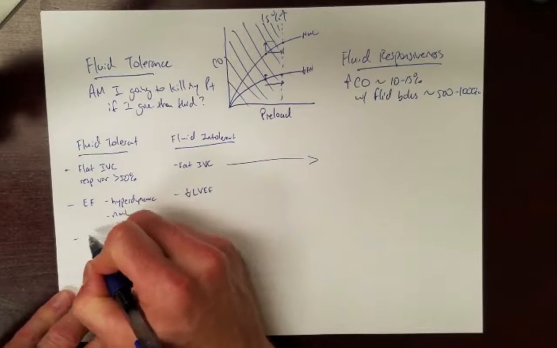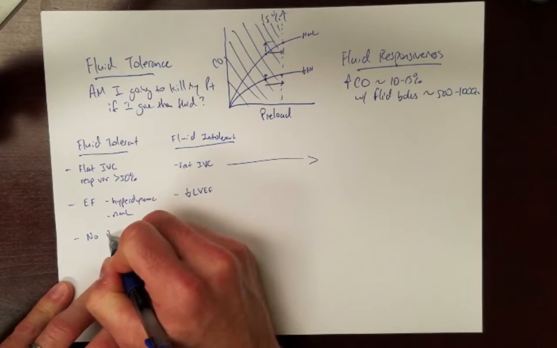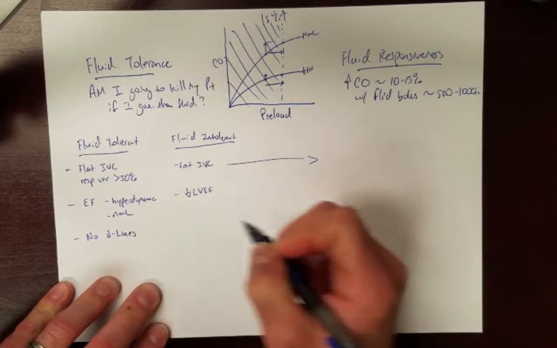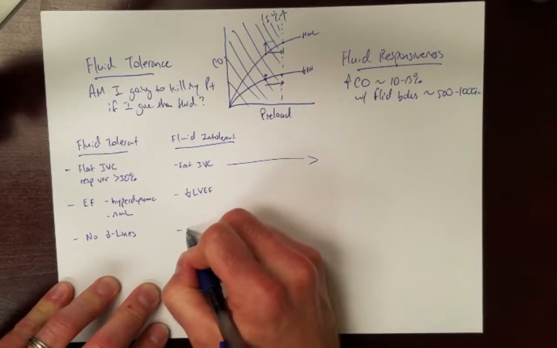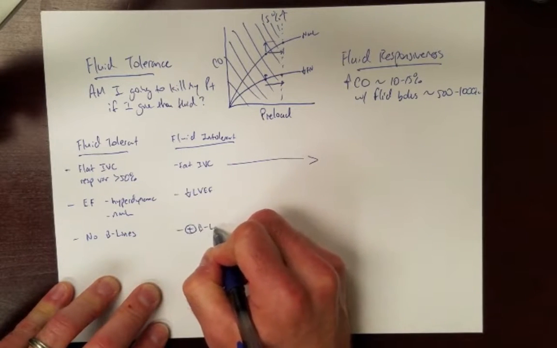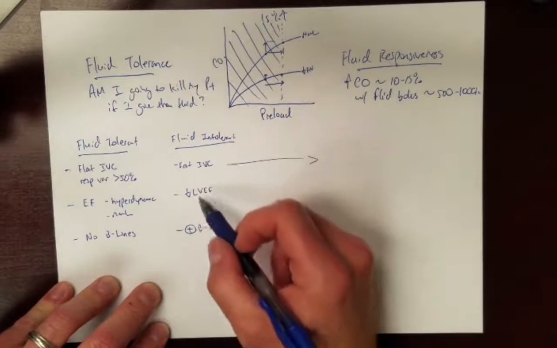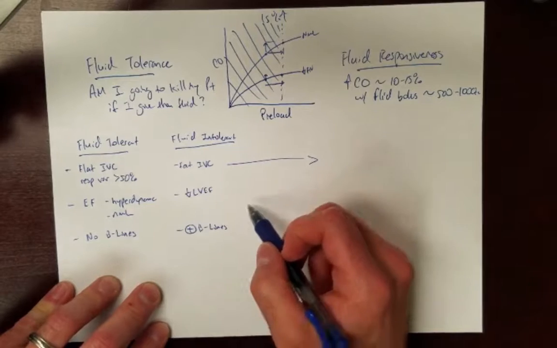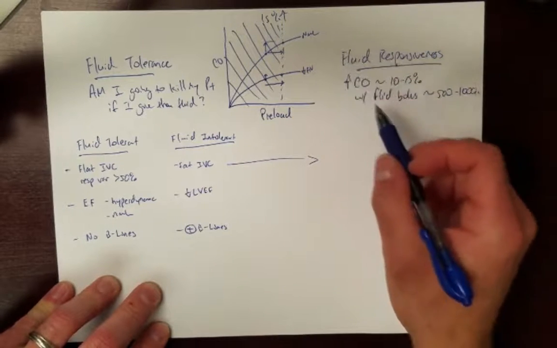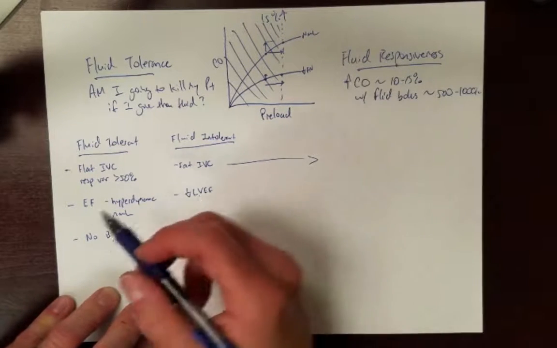Other things. Can't forget B-lines, right? So a lack of B-lines would suggest that your patient is probably fluid tolerant. Just like a patient who has B-lines, that's somebody who's probably already a little volume overloaded. That's somebody who is going to be in the fluid intolerant category, and I'm more likely going to have to make more advanced measures of fluid responsiveness.